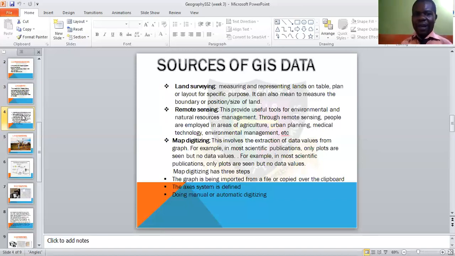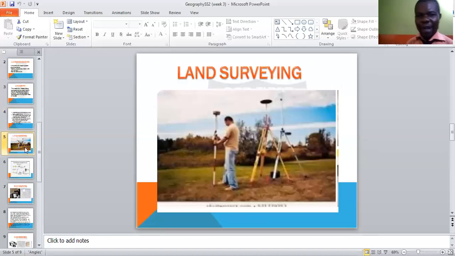They relate to geography. Map digitizing is the extraction of data from a graph. For example, in most scientific work, some maps have plots but don't have data values; you just put a dot here, a dot there. I will give you an example of land surveying before we go further. This is a man trying to look at the size of land and study the place. It could be how far this place is from a particular place, but he is studying with the instruments I am showing here, which are used for land surveying. This is a surveyor, a person surveying a particular land.